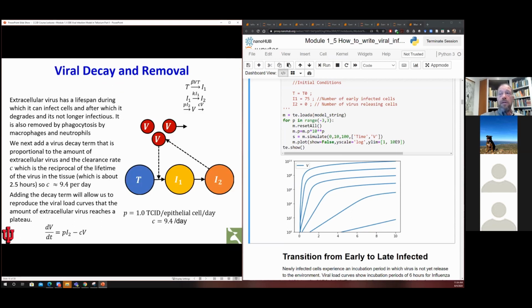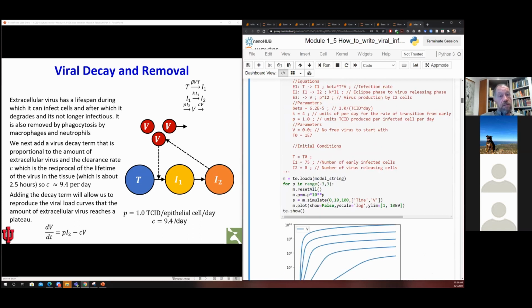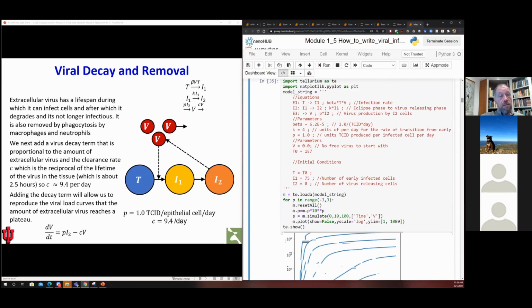So our whole model looked like this so far. The T's became I1s, the I1s became I2s, and the produced virus. And one thing that we did not include here is the fact that the virus has a finite lifetime. In tissue, the virus is broken down, it decays.